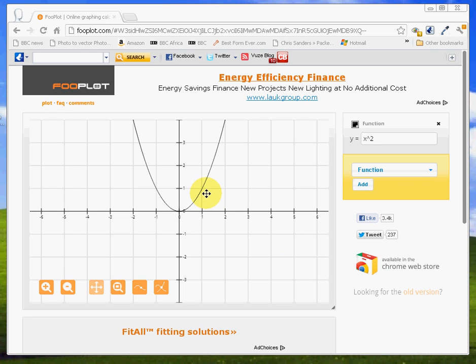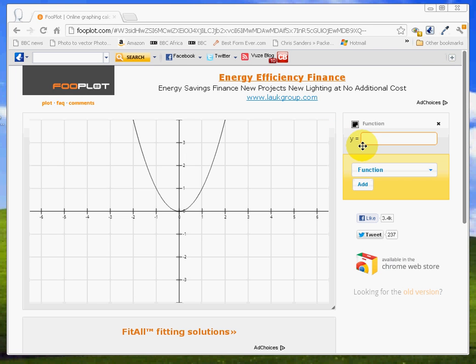I just want to give you an overview of some of this plotting stuff, plotting with straight lines. There's a whole bunch of online plotters. I'm using foodplot.com. You can Google free online plotters, and there's, I don't know, thousands out there. I'm just using foodplot.com, but any of them will do. It's got a graph in there at the moment saying y equals x squared. Let's just delete that for a second.